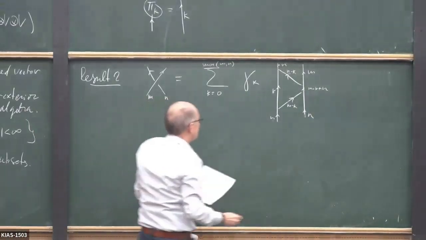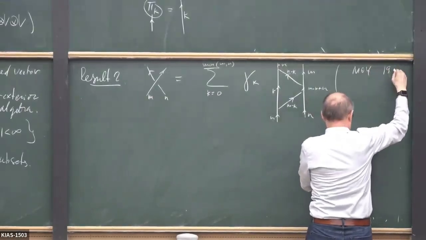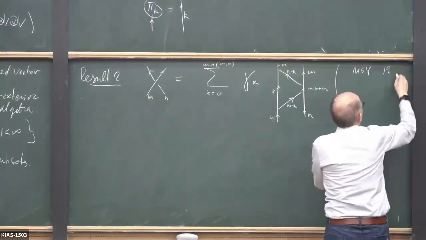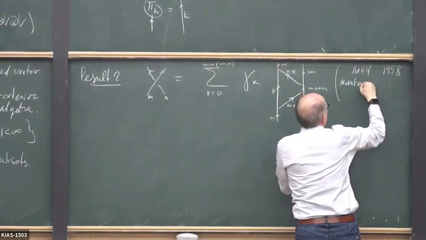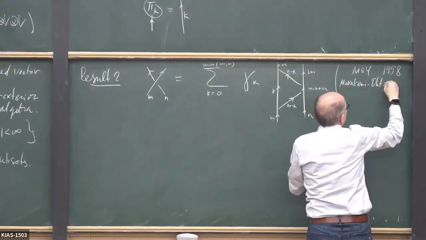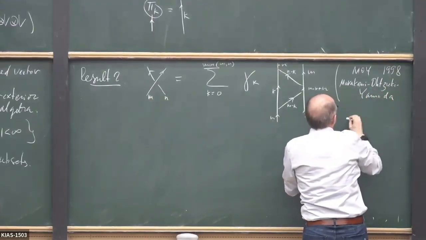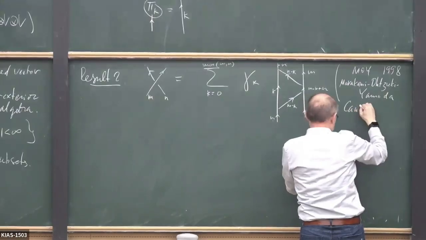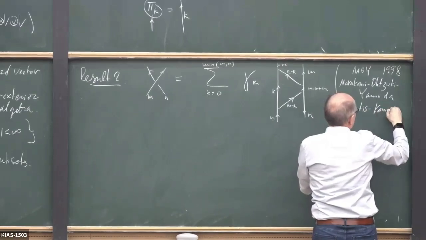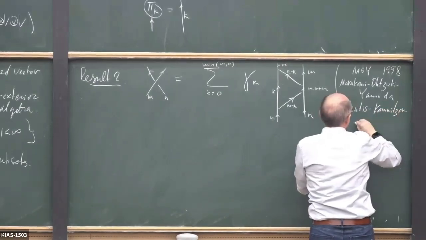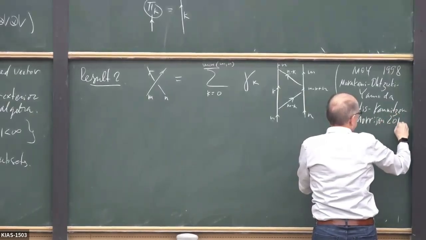So this is a formula, but this is a MOY formula, in 1998. So this is Murakami, Ohtsuki, Yamada. And also Cautis, Kamnitzer, Morrison in 2014.